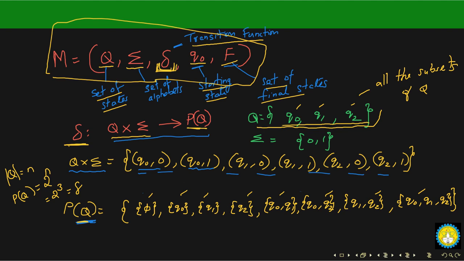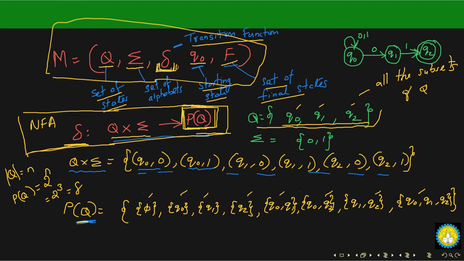Now in the definition of the delta for NFA, we are going to define this as a mapping from Q cross sigma to P of Q. It's going to be the power set of Q. It's not Q, it's going to be defined on the power set of Q. As per the definition of the transition function, we should define a mapping for every item in Q cross epsilon. For every item in Q cross epsilon, it has to be mapped to one of the items in the power set of Q.